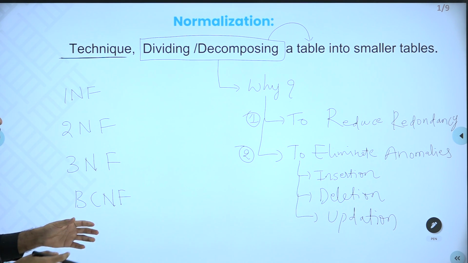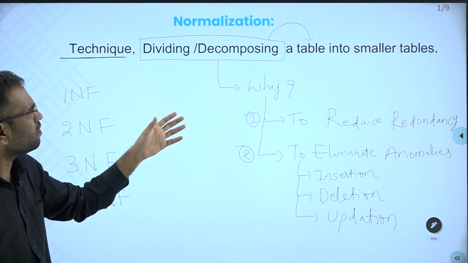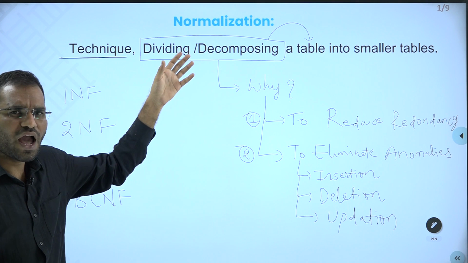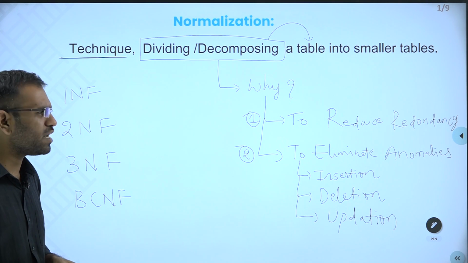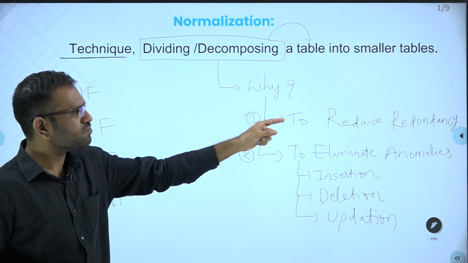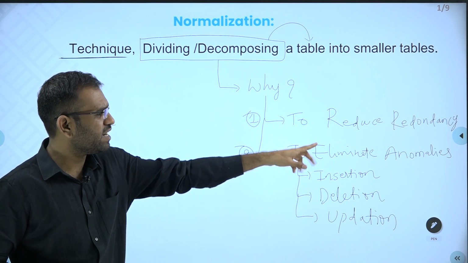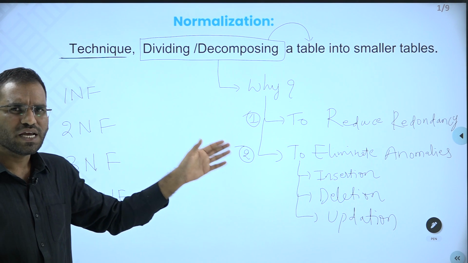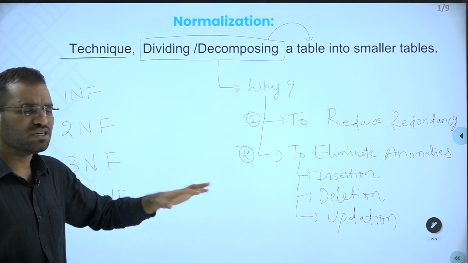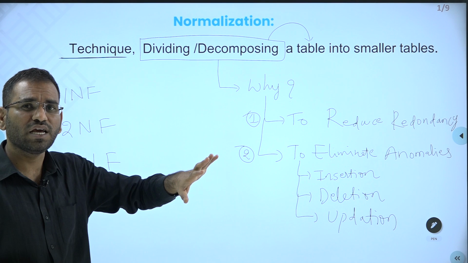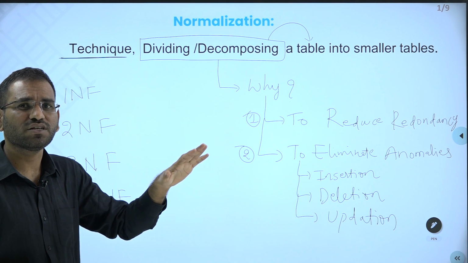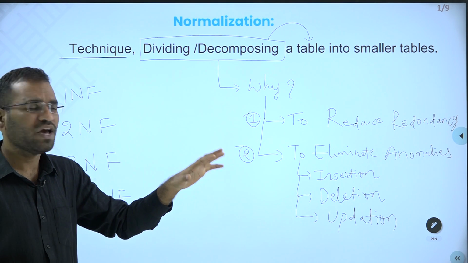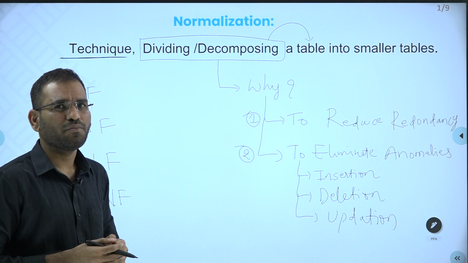Our main aim in doing normalization, dividing and decomposing a table into smaller tables, is to reduce redundancy and to eliminate anomalies. What are the anomalies? Insertion, deletion, updation. We have to eliminate them completely. Otherwise, what consequences will we face? We have seen that in the previous lectures.